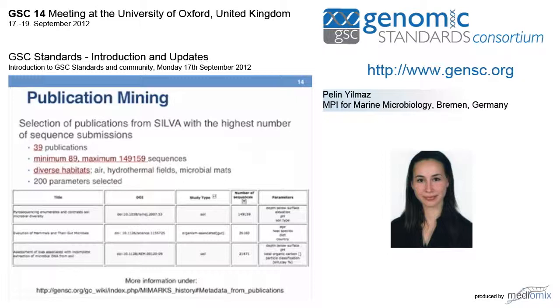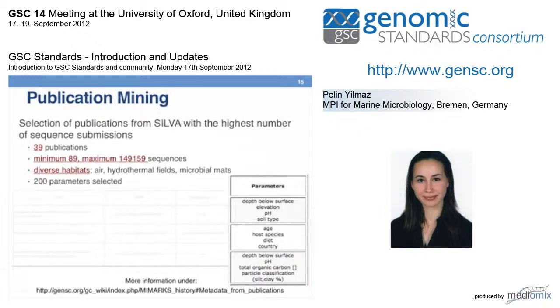So we looked at about 40 publications. The maximum sequences we looked at was 150,000. As I said, diverse habitats from air to hydrothermal vents. And we managed to pull out some 200 parameters, which look like this. So the title, DOI, study type, and the parameters that we could read from this publication. And these parameters later on went into the environmental packages.